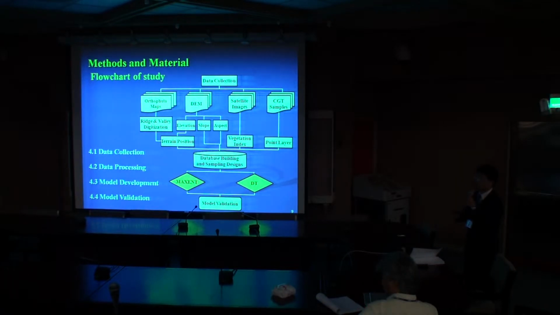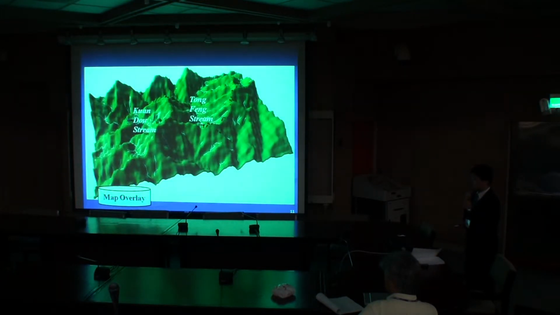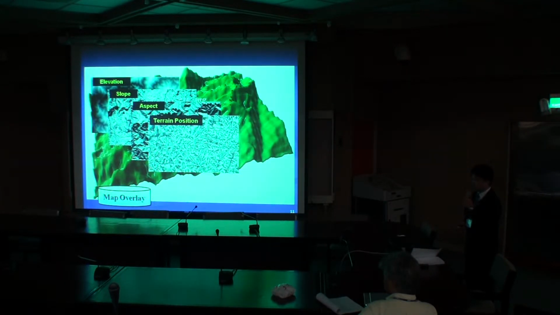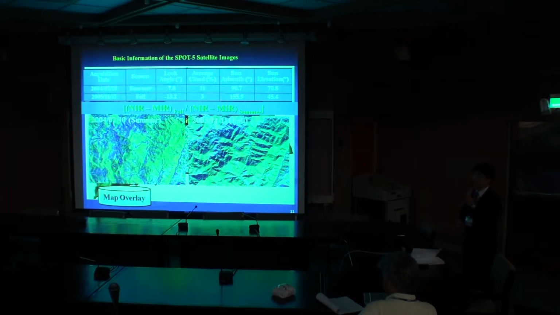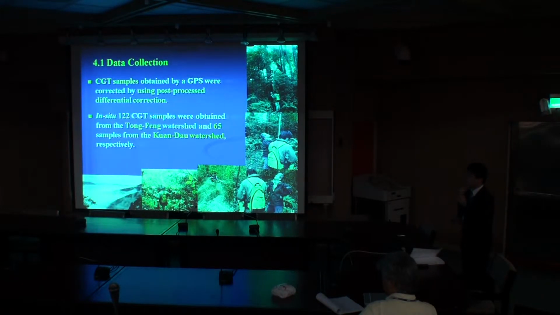Now, I want to talk about the flow chart, which has 4 sections, from data collection to data processing. We overlay 5 environmental factors, including elevation, slope, aspect, terrain position, and the vegetation index from SPOT 5 imagery, to generate the layers, and we overlay the layers into the GIS database. Then the Chinese Gugertree samples were obtained by GPS, collected using post-process differential correction. And in situ data were from the Dongfeng and the Guandao watersheds.